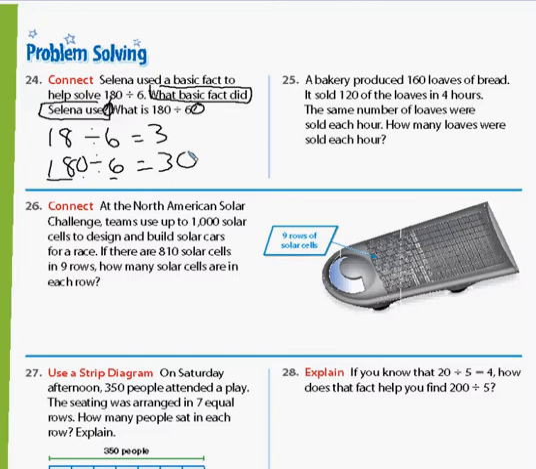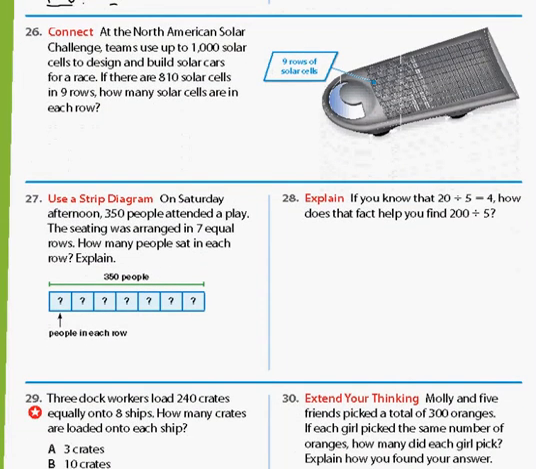Okay, let's go ahead and look at problem 26. Let's scoot it down a little bit. Okay, problem number 26. At the North American Solar Challenge, teams use up to 1,000 solar cells to design and build a solar car for a race. If there are 810 solar cells in 9 rows, how many solar cells are in each row? So, what I want to do first is box in my question. Make sure I answer my question. My question is, how many solar cells are in each row?